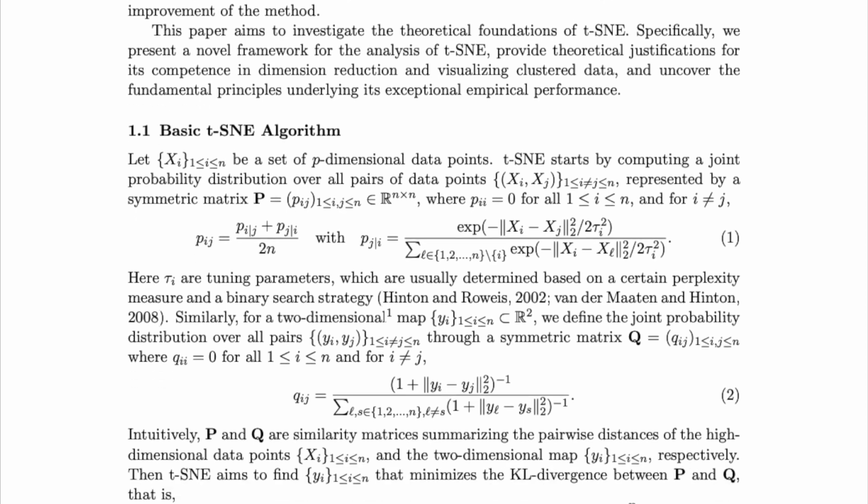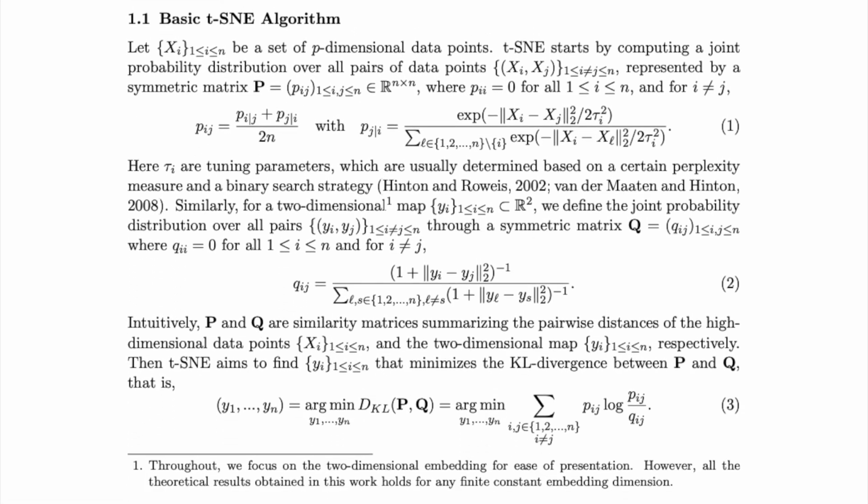1.1 Basic t-SNE Algorithm. Let x_i, 1 ≤ i ≤ n, be a set of p-dimensional data points. t-SNE starts by computing a joint probability distribution over all pairs of data points x_i, 1 ≤ i ≤ n, represented by a symmetric matrix P = (p_ij), 1 ≤ i,j ≤ n, in R^{n×n}, where p_ii = 0 for all 1 ≤ i ≤ n, and for i ≠ j, see formula.